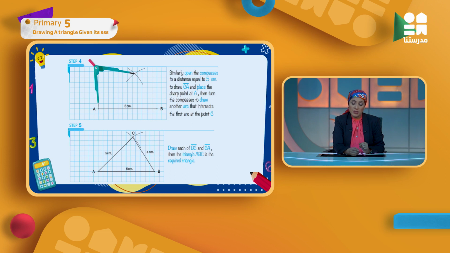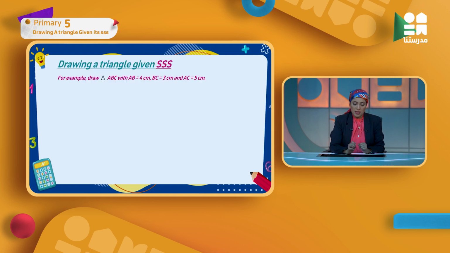I will put the letter C on top of the point of intersection, and I write the length of each side as it was in the problem: one is 5 centimeters and the other one is 4 centimeters.